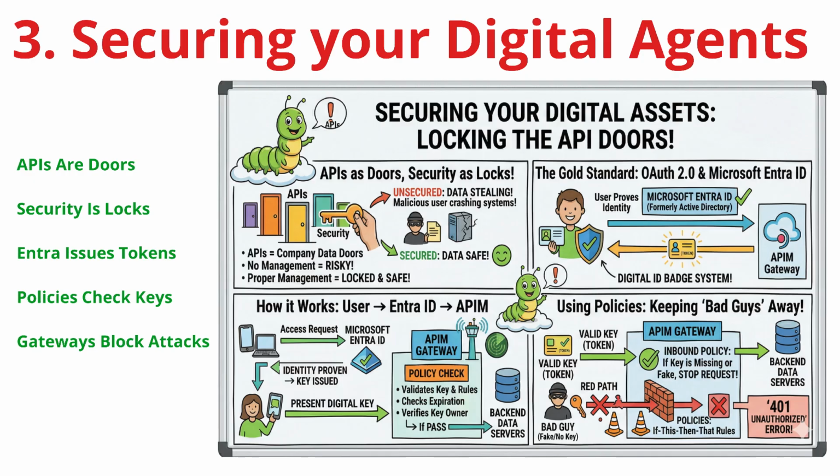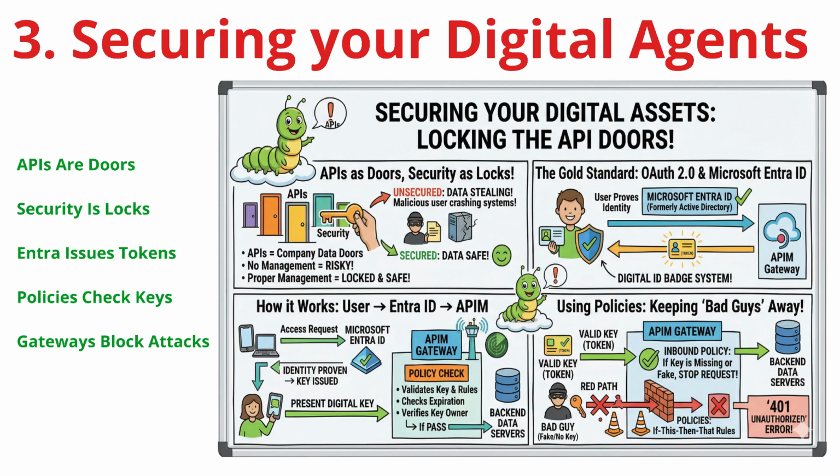The gold standard for achieving this is combining OAuth 2.0 with Microsoft Entra ID, formerly known as Active Directory. You can think of this process as a digital ID badge system. Here is how it works. A user initiates an access request, and Entra ID requires that the user proves their identity. Once the identity is proven, a digital key or token is issued. The user then presents this digital key to the APIM gateway. Finally, we use policies to keep the bad guys away.